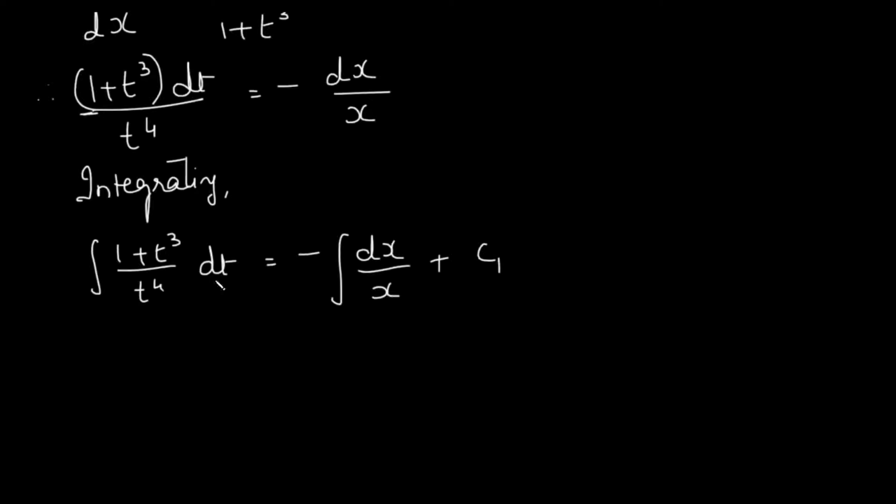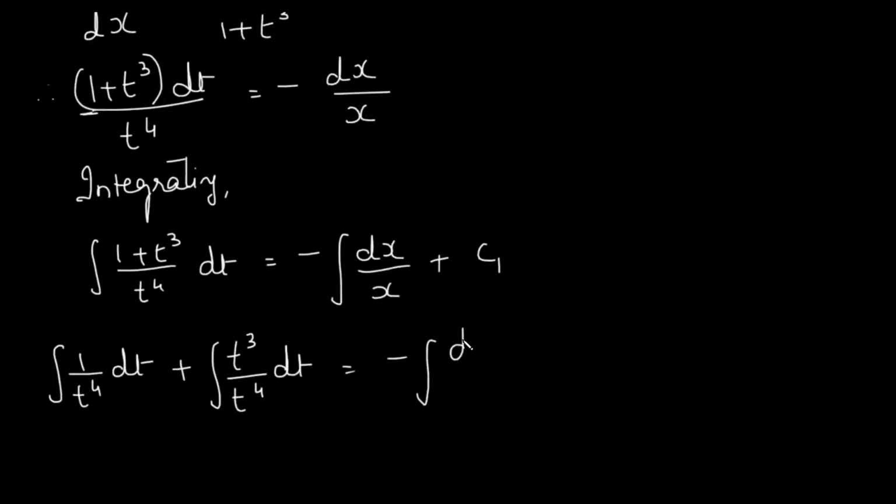Then on the LHS, how to solve it further? We separate out the denominator over here. We separate out the terms. So we get two terms. We get 1 upon t raised to 4 as one term. And the other term is t cube upon t raised to 4 dt. RHS remains as it is.